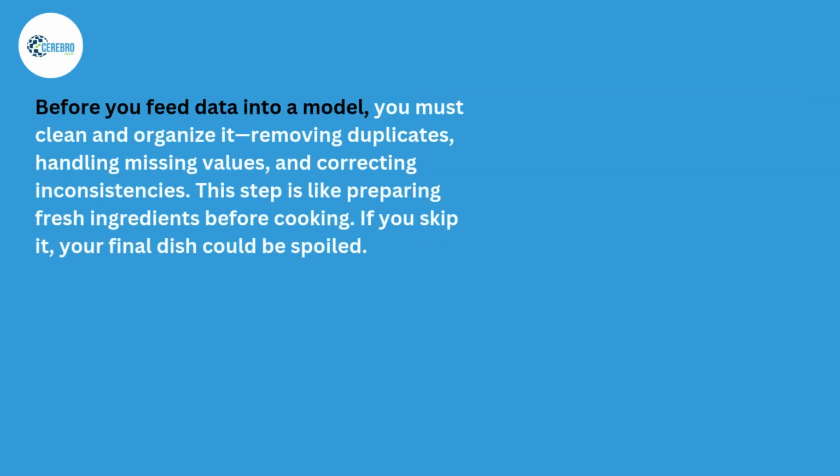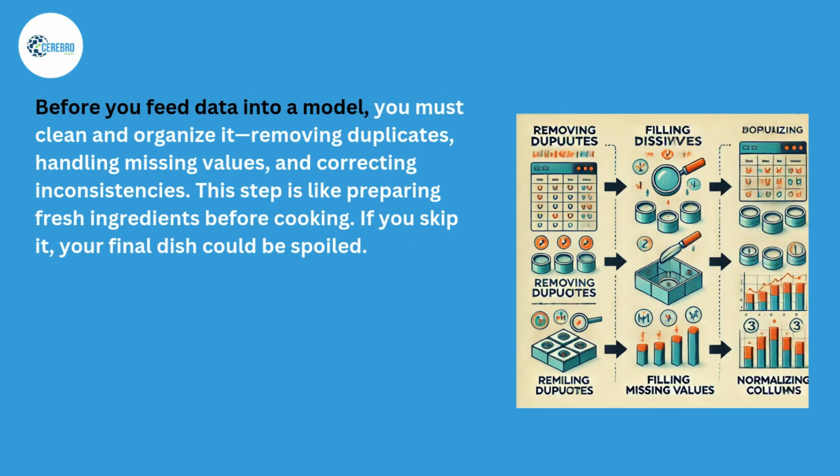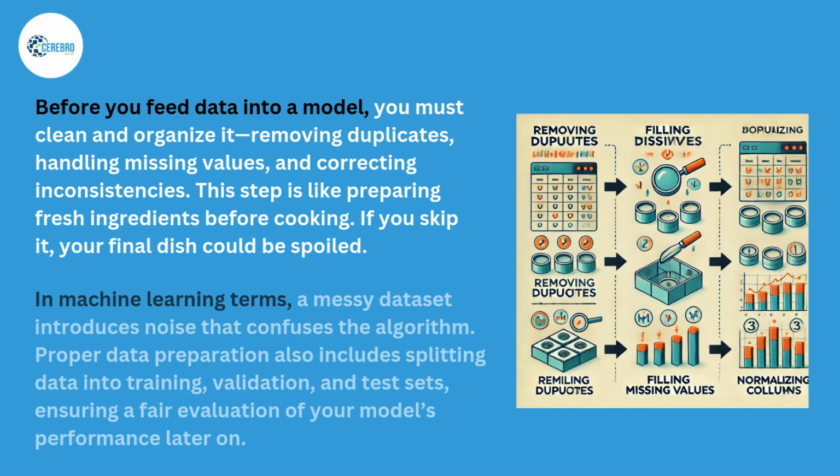Before you feed data into a model, you must clean and organize it, removing duplicates, handling missing values, and correcting inconsistencies. This step is like preparing fresh ingredients before cooking. If you skip it, your final dish could be spoiled. In machine learning terms, a messy dataset introduces noise that confuses the algorithm. Proper data preparation also includes splitting data into training, validation, and test sets, ensuring a fair evaluation of your model's performance later on.